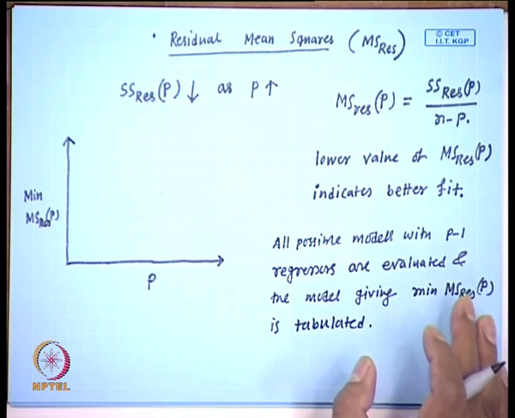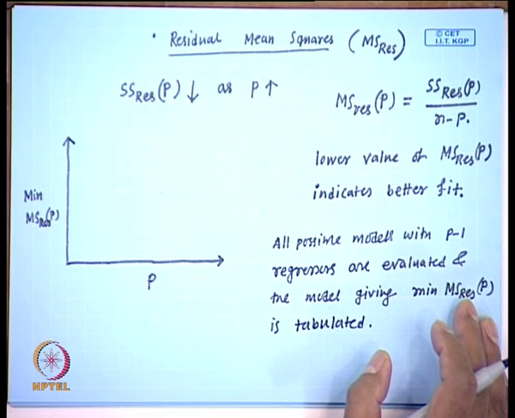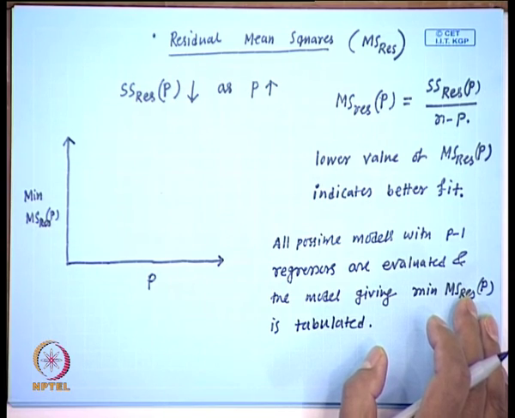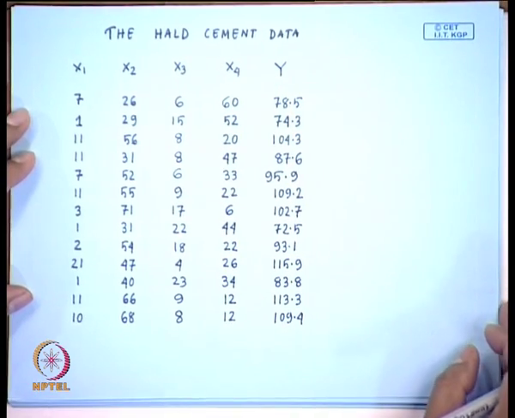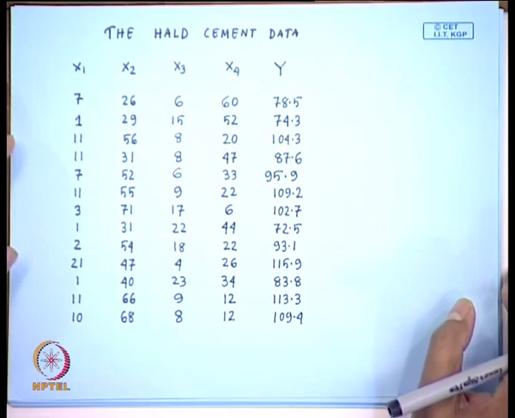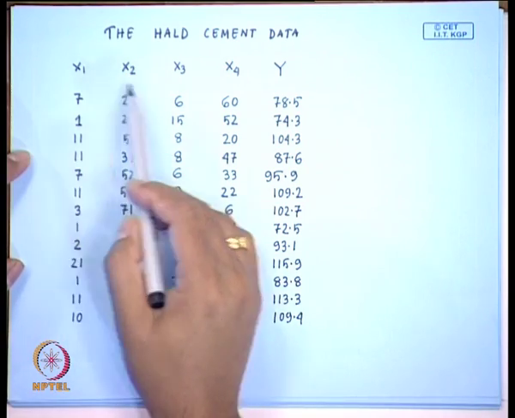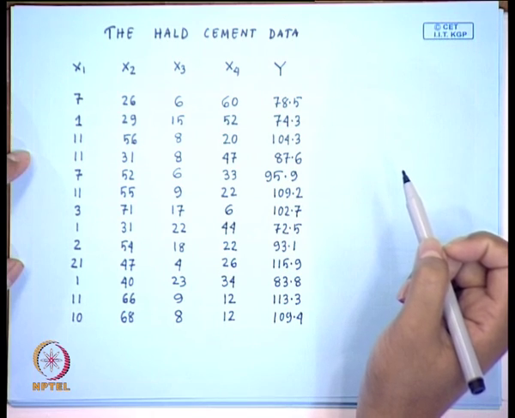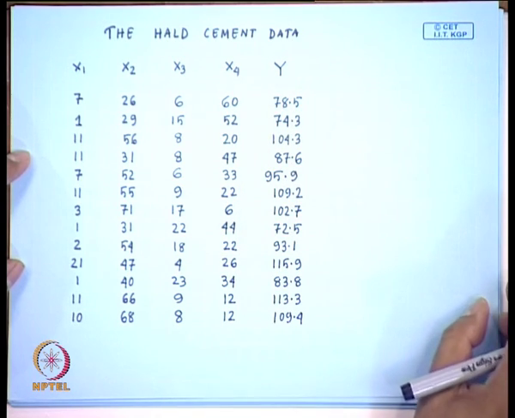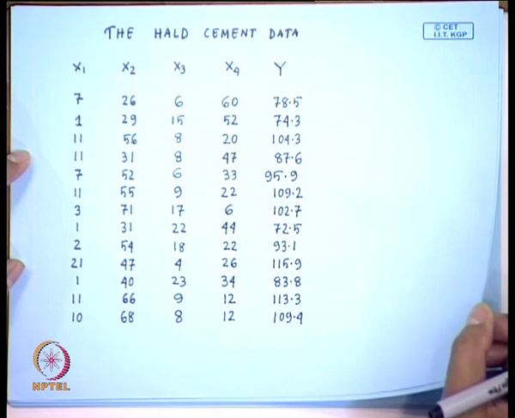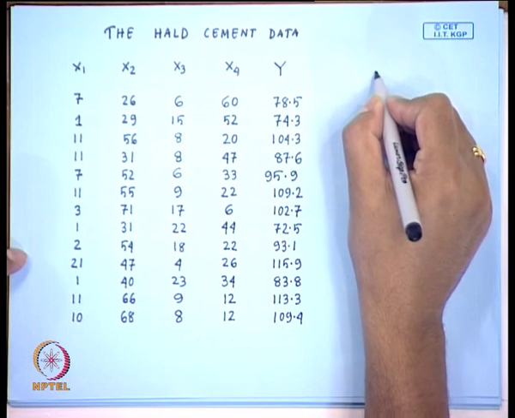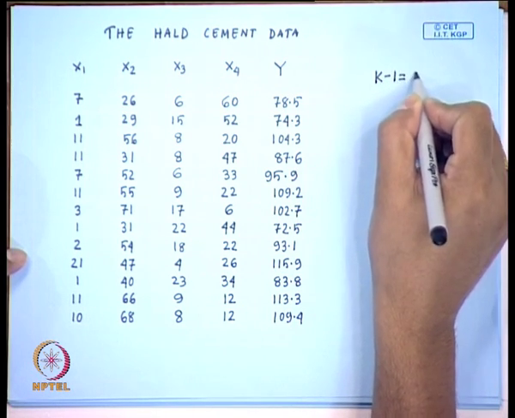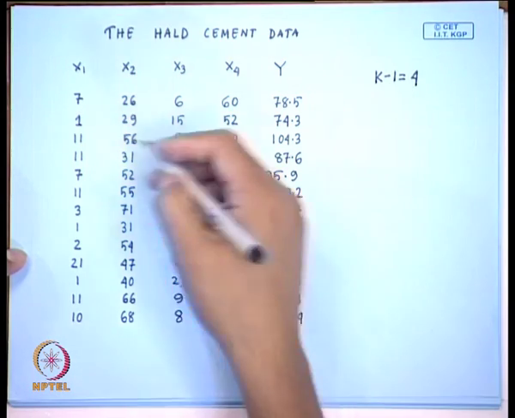To explain this, let me recall the example we discussed in the last class. We will be considering the same example, the Hald cement data. Here we have 4 regressors and 1 response variable. So k minus 1 is equal to 4, where k minus 1 stands for the number of regressors.